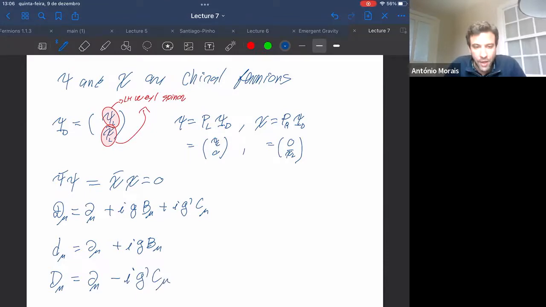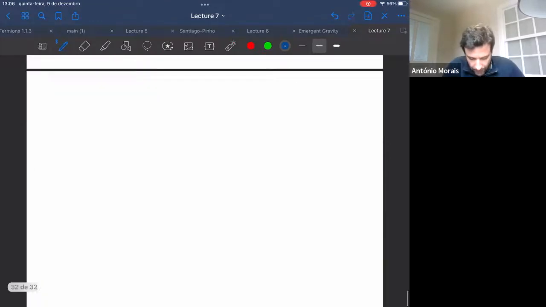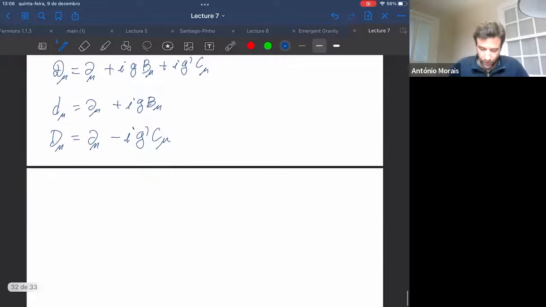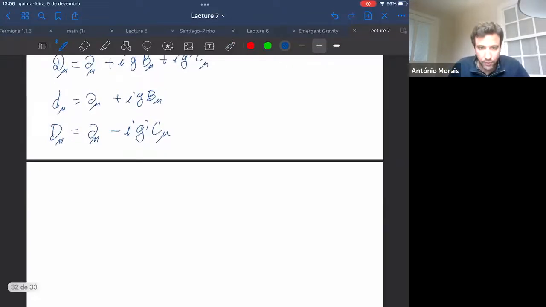Right. So now we have all the ingredients, and now we can expand the potential. I will only write the relevant terms. So let's first expand the scalar sector to see what happens to the mass. What happens to the vector bosons? We have two gauge bosons.